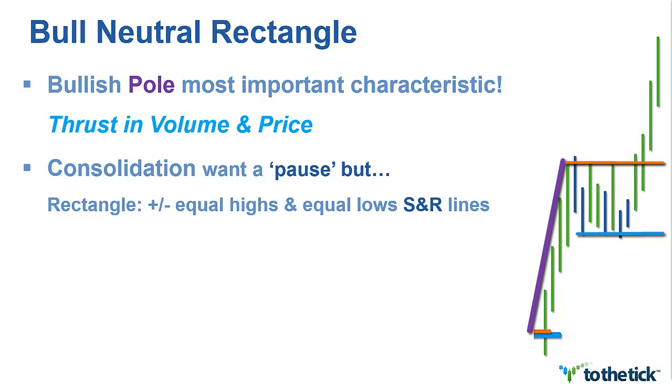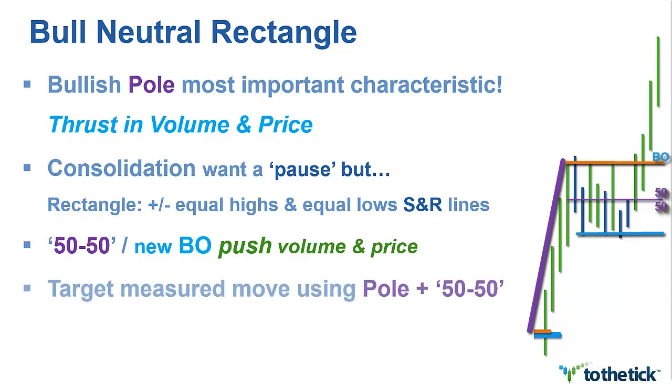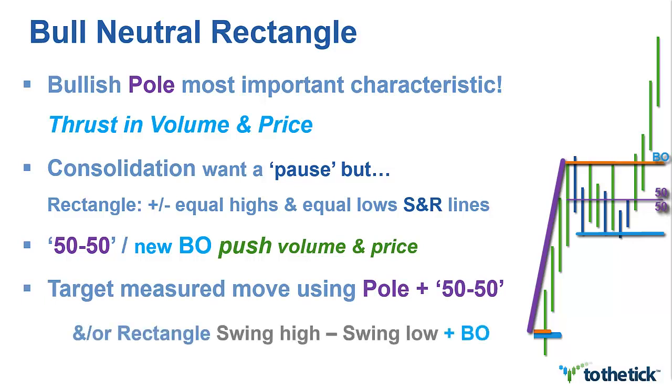So again, equal highs, equal lows, new support and resistance lines for that pause part of the pattern. 50-50 is the muddy trench. We might take a trade from there. We want to see the bulls get through there and hold it, and or the new breakout line. A push in volume and price on either one, and we're going to take target measured moves using our pole plus the 50-50 or the rectangle, swing high, swing low, plus the breakout.